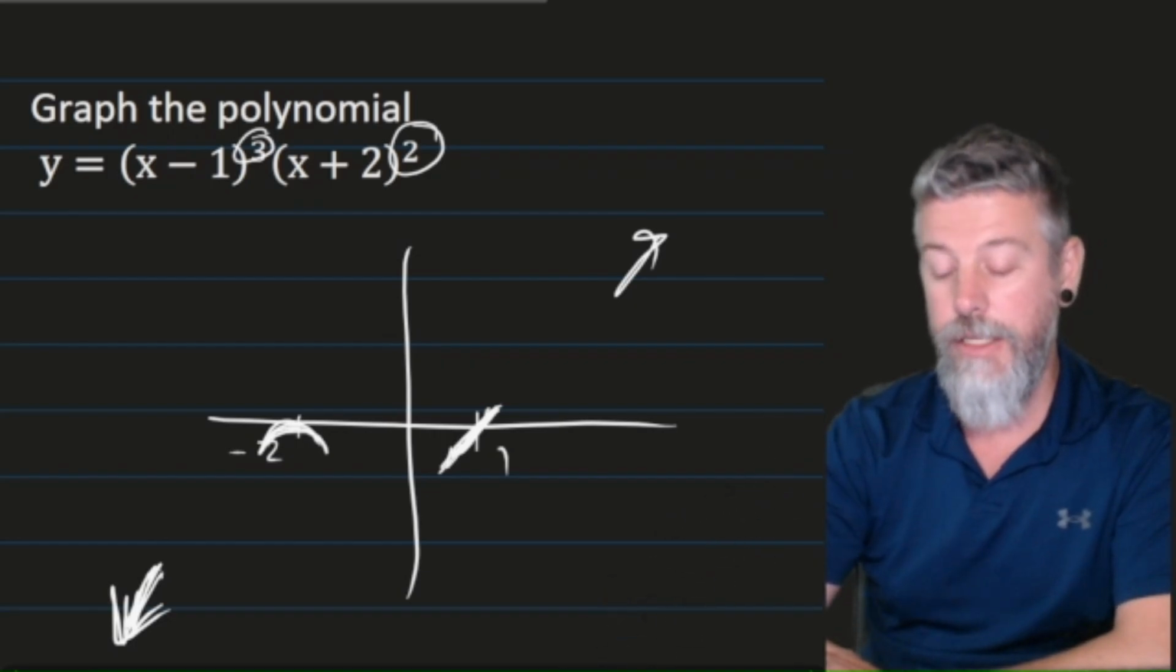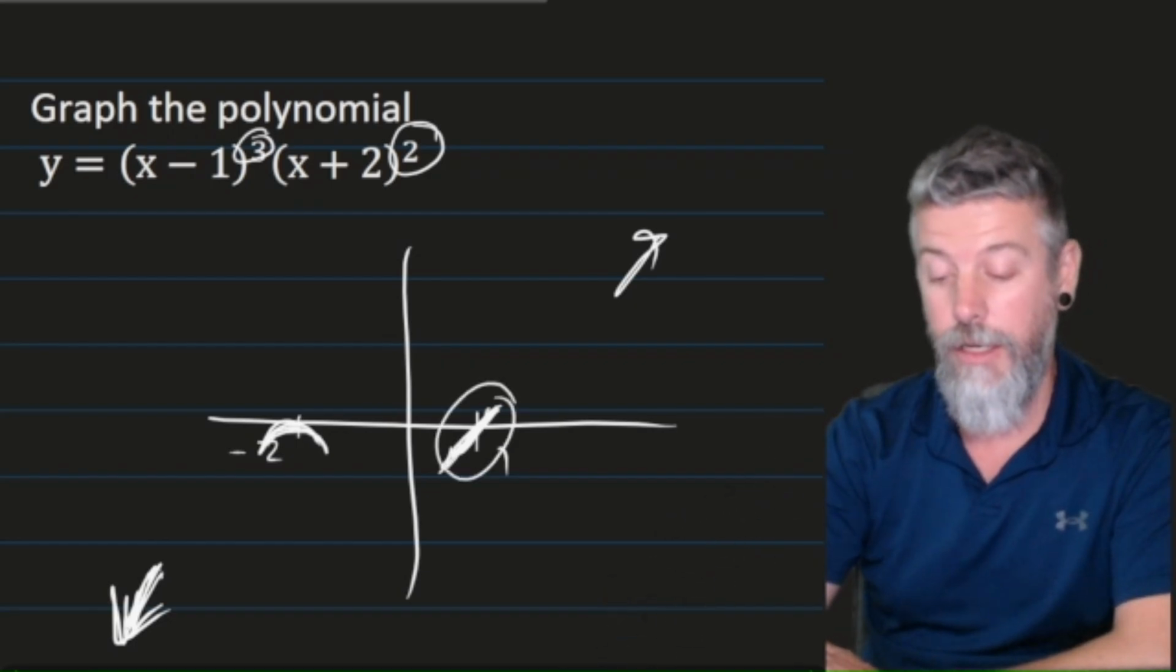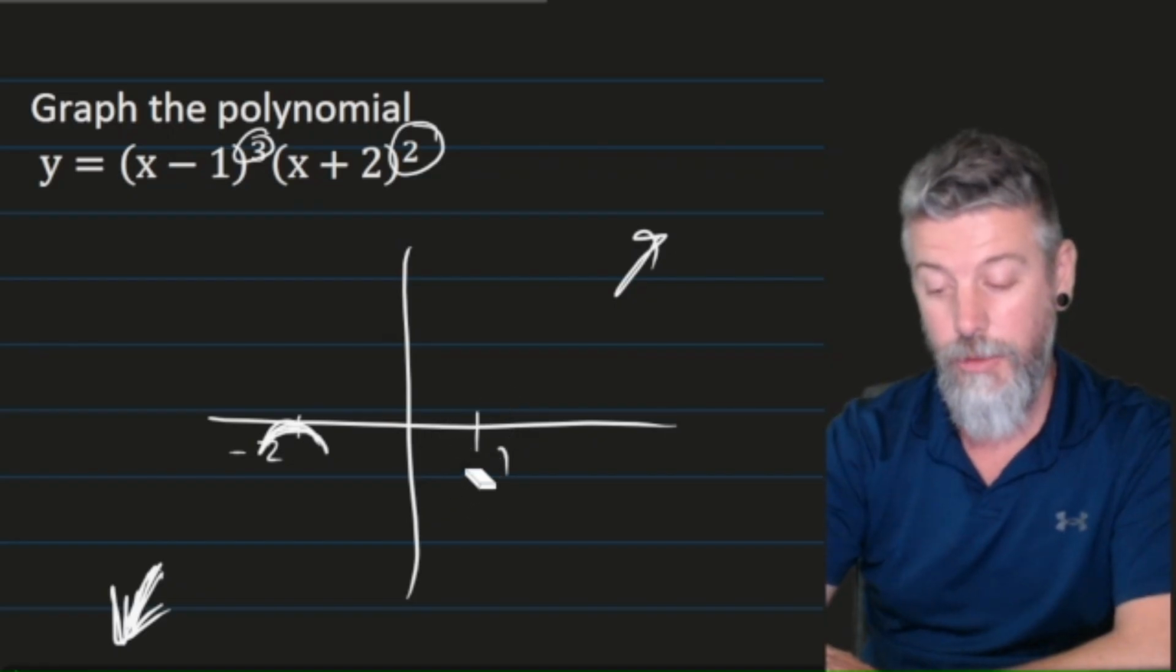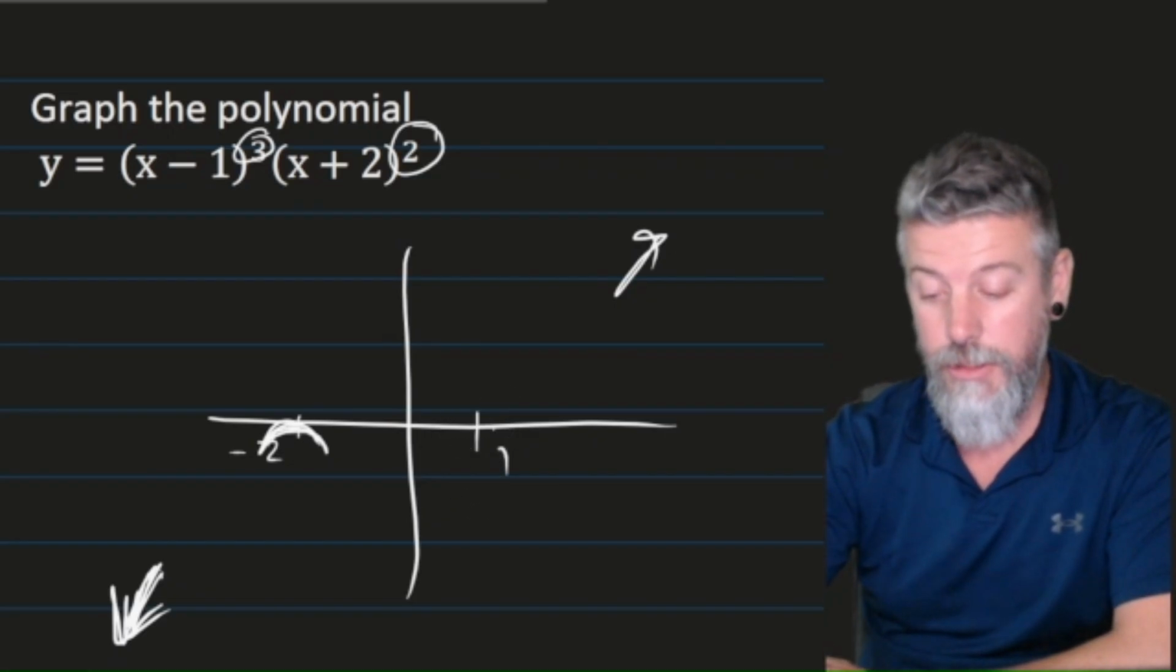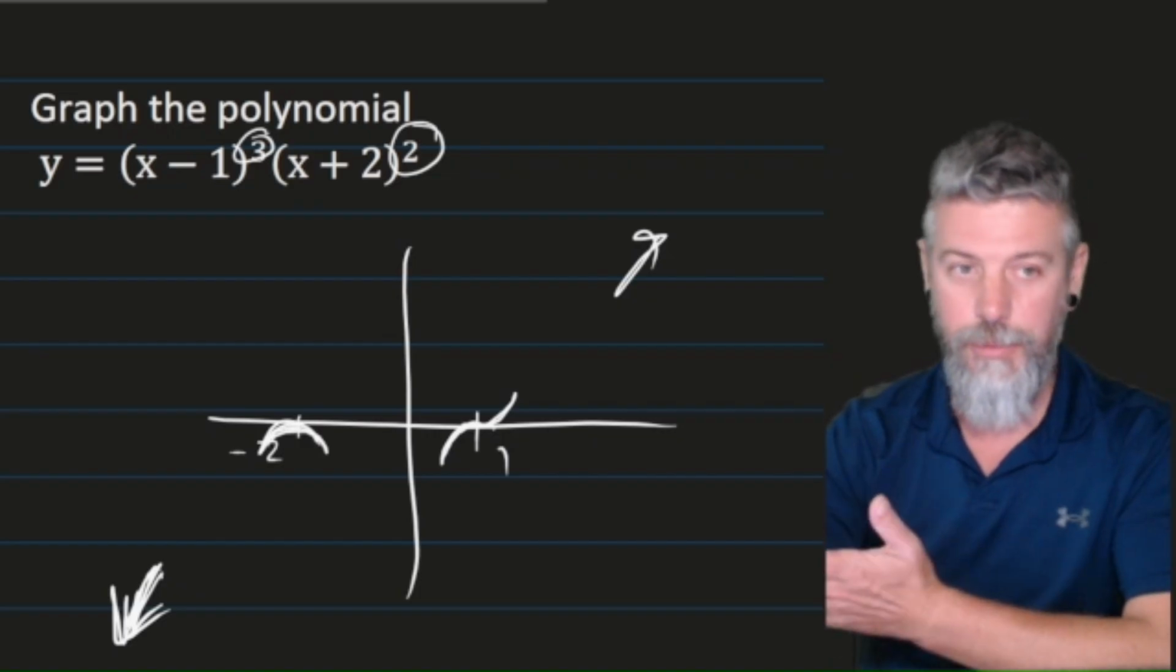So we need to take that into consideration when we're looking at our little straight through here. It's not actually going straight through when it has multiplicity 3. It's actually going to go through with a bit of a curve like this. Now, it doesn't have to be perfect.